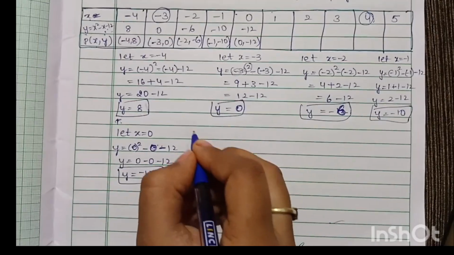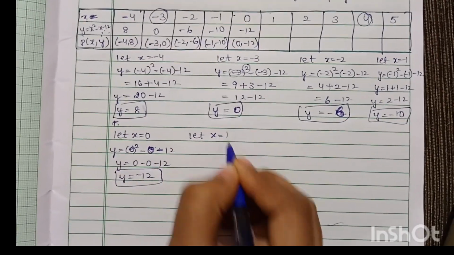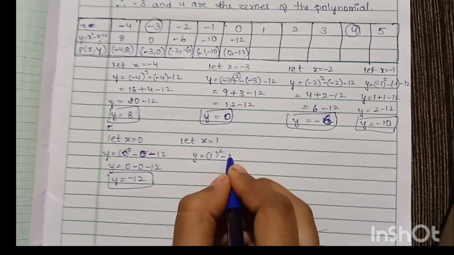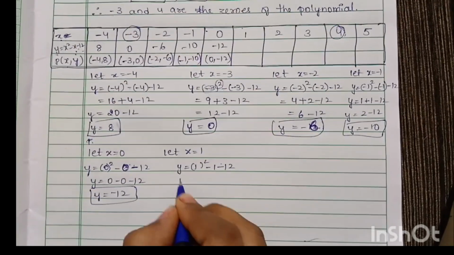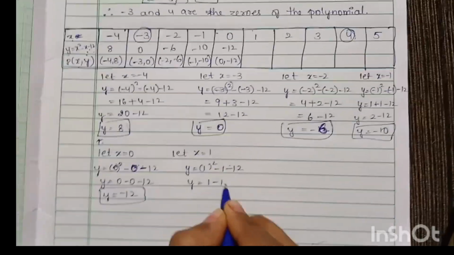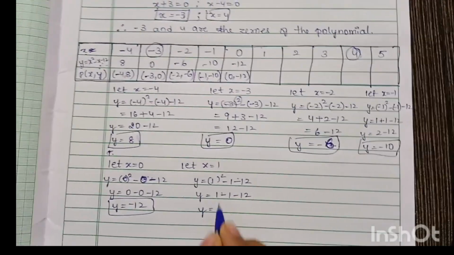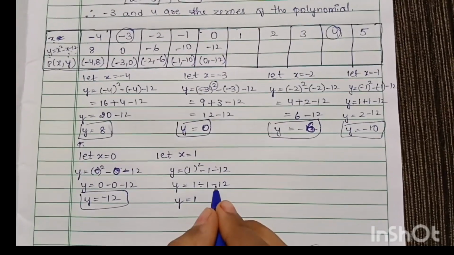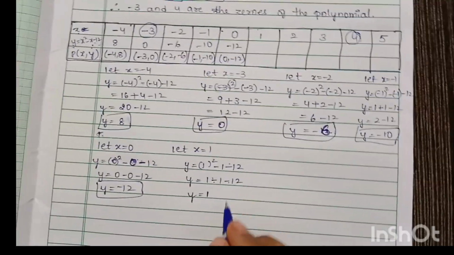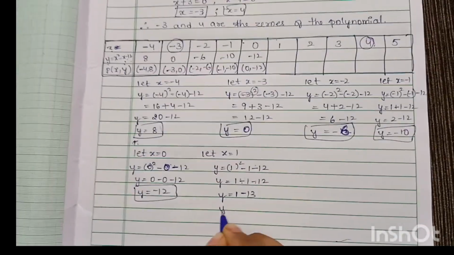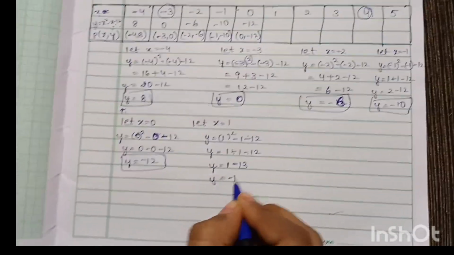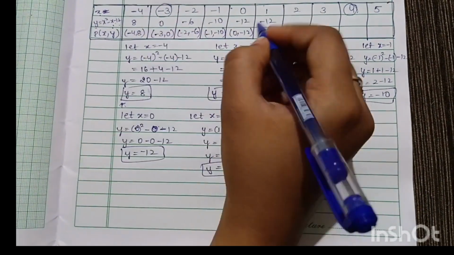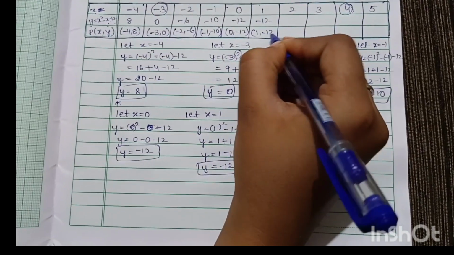Next, let x equals 1. Then y equals 1 squared minus 1 minus 12. Y equals 1 minus 1 minus 12. So 1 is a positive value, we'll keep it as 1 only. Minus into minus is plus, 1 plus 12 is 13. Minus 13. 1 minus 13 minus 12, so minus 12. P of x comma y is 1 comma minus 12.